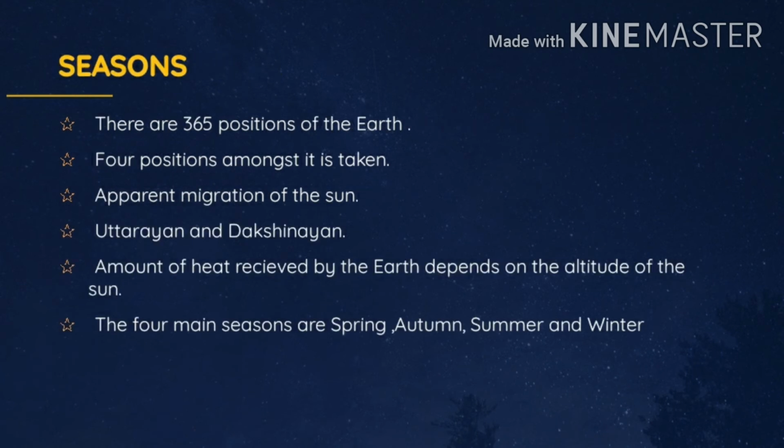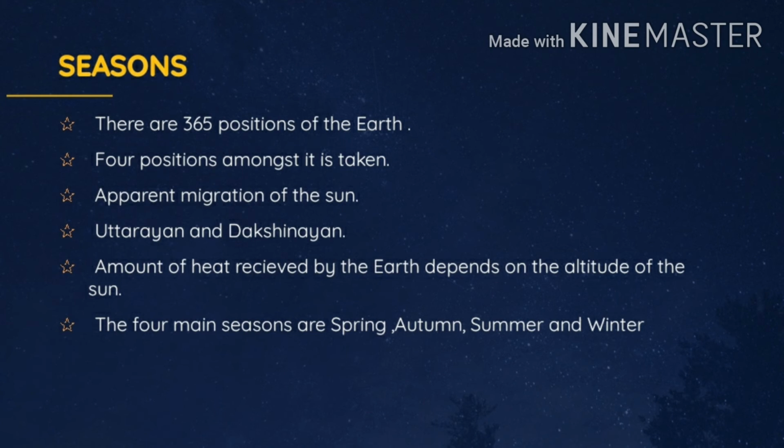We will talk about the occurrence of seasons, the phenomenon of seasons. Talking about the seasons, the earth has 365 positions, as it revolves around the sun in 365 days. Four important days can be initially selected to understand the important facts about the phenomenon of seasons over the year.